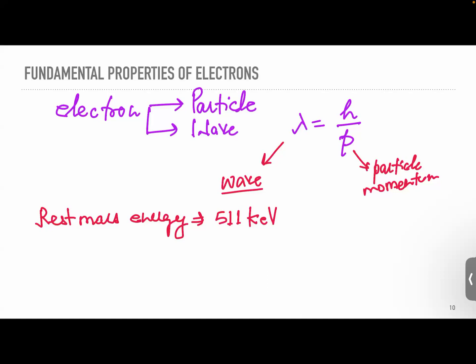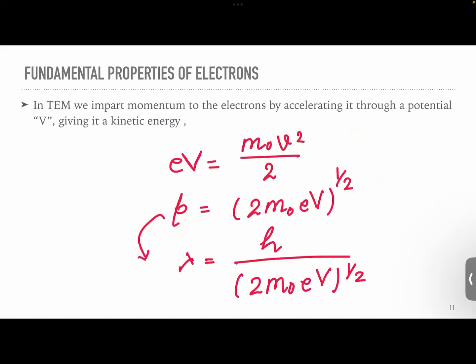So electrons have both particle and wave nature, and we can calculate the lambda value if the particle has a particular momentum, with the formula lambda equals h by p. So if we take the rest mass energy, that is 511 keV for the electron. And when we are using SEM and TEM, we can fix a voltage difference between the electron gun and the anode. We can accelerate our electrons with a particular voltage difference, and that potential will give them kinetic energy, and with that we can calculate the lambda value.